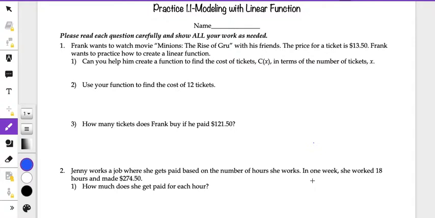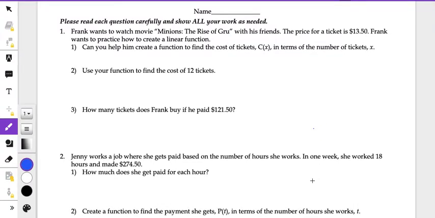Frank wants to watch the movie Minions: The Rise of Gru with his friends. The price of a ticket is $13.50. Frank wants to practice how to create a linear function. The first question says, can you help him create a function to find the cost of tickets, C of x, in terms of the number of tickets? Second one, use your function to find the cost of 12 tickets. And the last one is how many tickets does Frank buy if he paid $121.50?